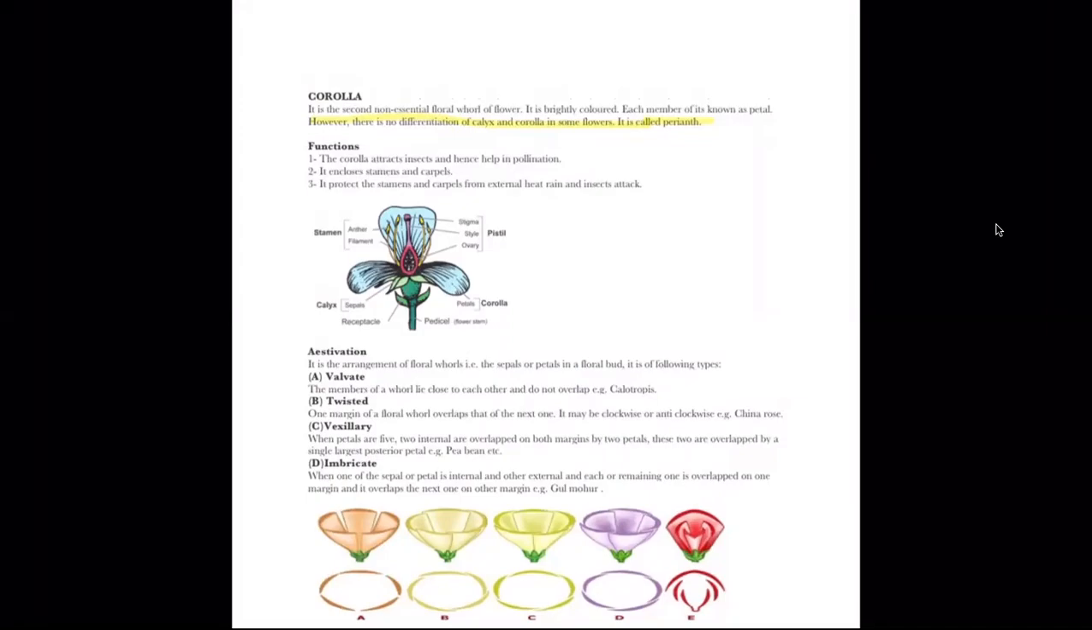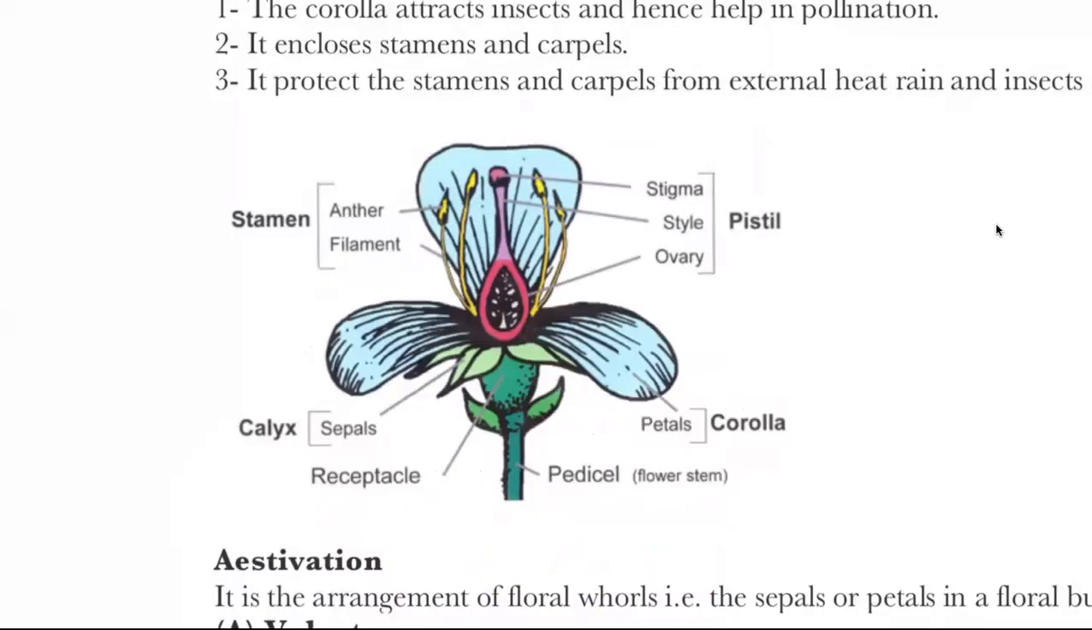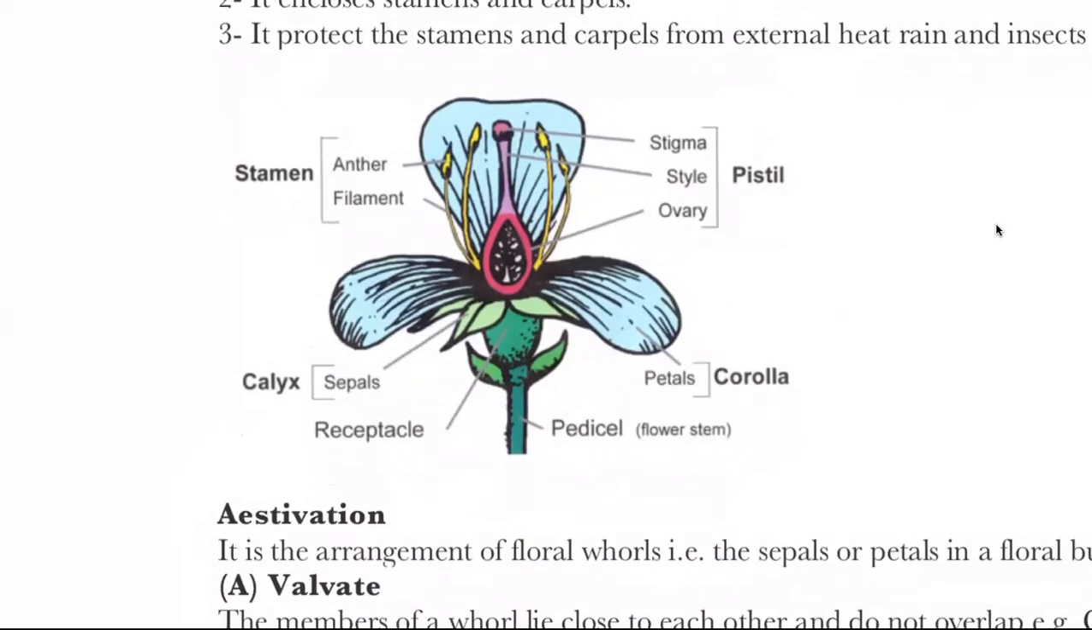If you can see this picture, the corolla are your petals, which are the ones in blue in color. These are the corolla, and these are the sepals. You can see here, these are the sepals.